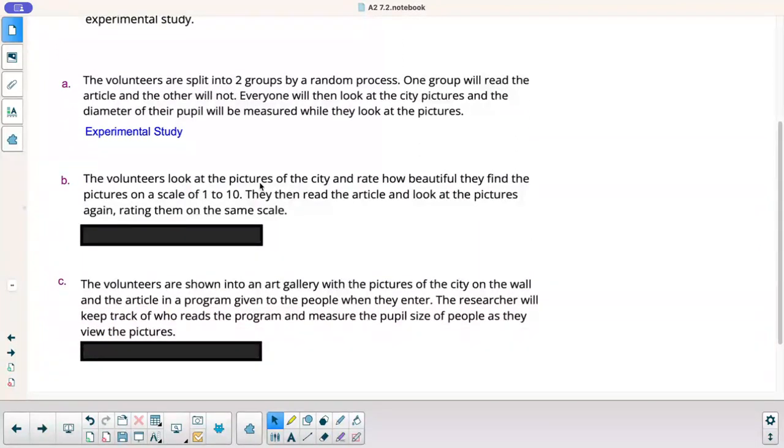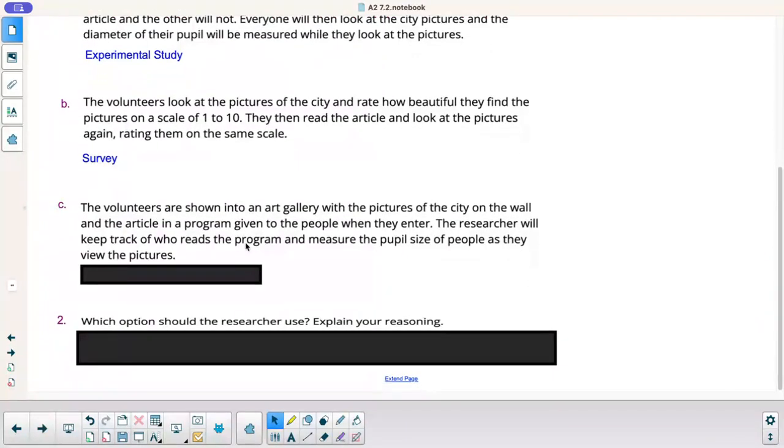B, the volunteers look at the pictures of the city and rate how beautiful they find the pictures on a scale of 1 to 10. They then read the article and look at the pictures again, rating them on the same scale. That'd be a survey, right? You're just asking them how they view the pictures.